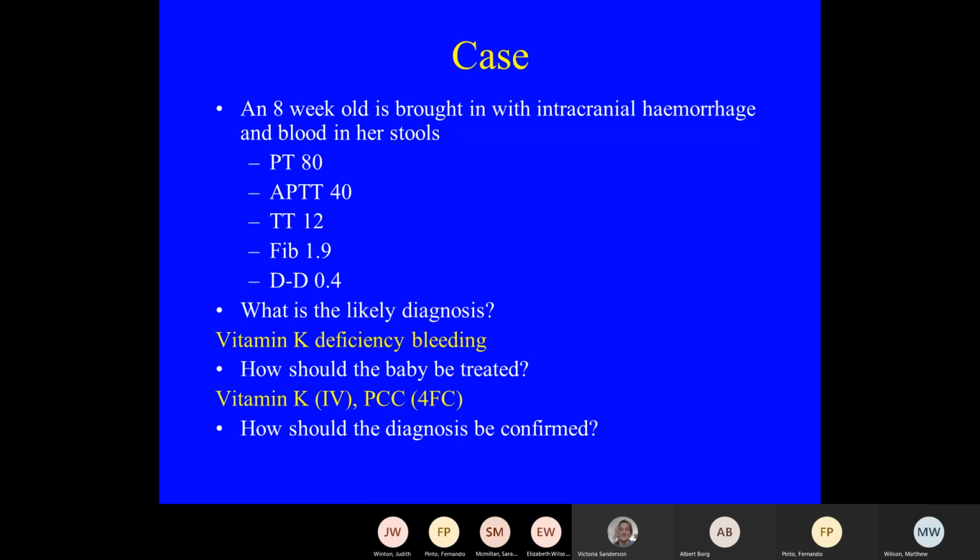And how should the diagnosis be confirmed? Next. I can't read what's written on the slide because I can't move this thing here, but I suspect how the diagnosis can be confirmed. You do all the factor levels, and the vitamin K dependent coagulation factor levels are all reduced, while all of the other coagulation factor levels are normal. So you make the suspicion. Right, next.